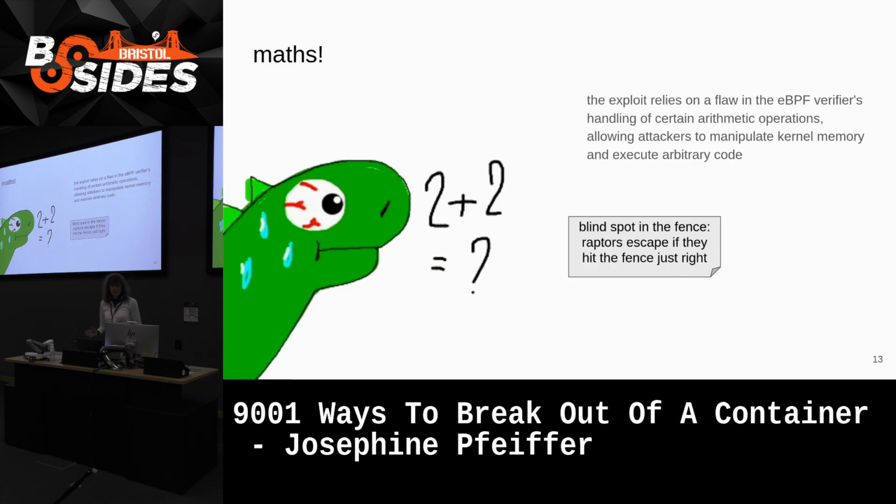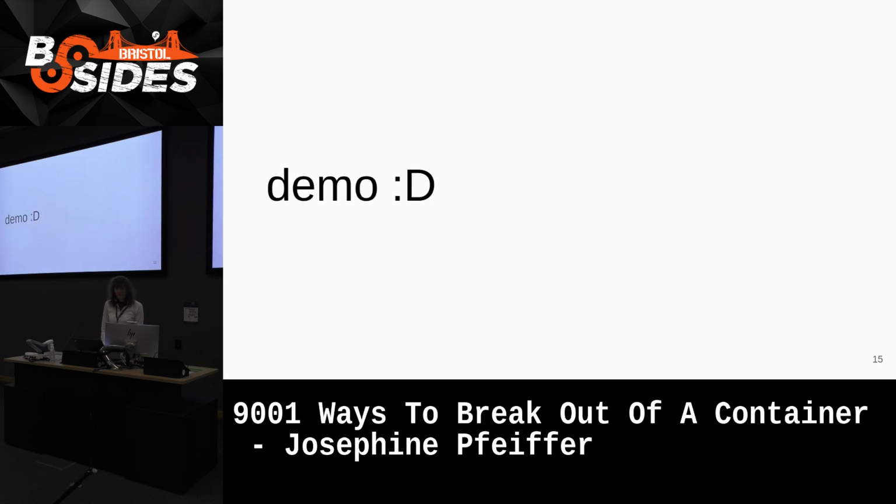So the analogy here is that there's a blind spot in the fence where the cameras can't see, and the raptors can escape if they hit the fence just right. All right, we'll have a little demo now. Let's see if this will work.